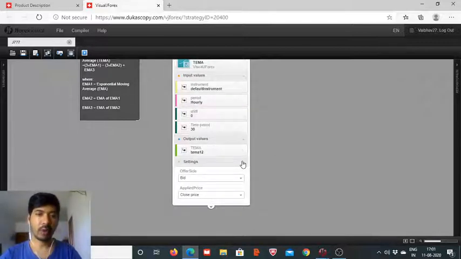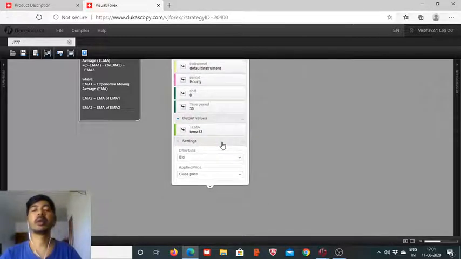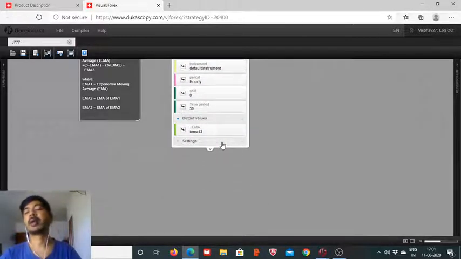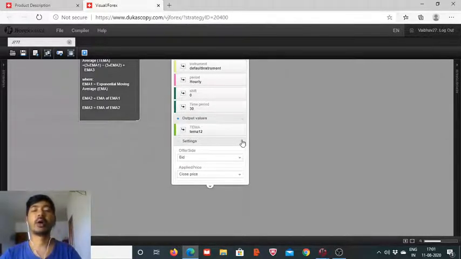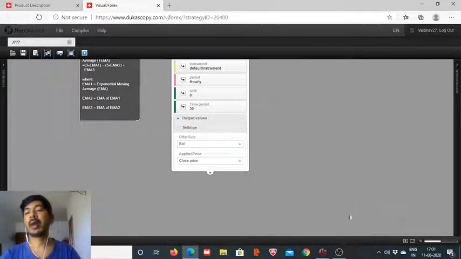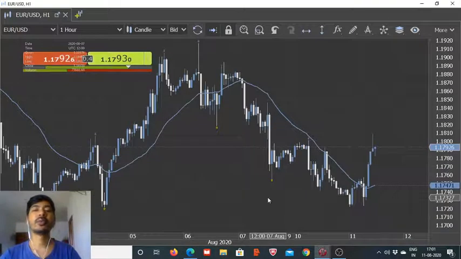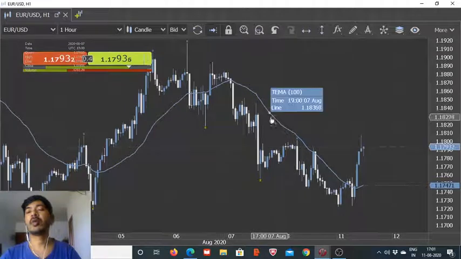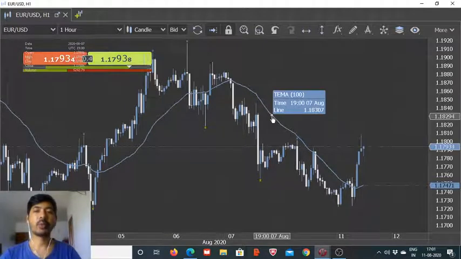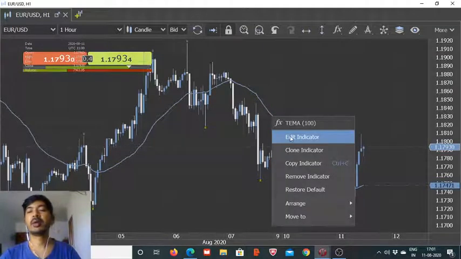Now coming to the offer side, the spread is there between the bid side and the ask side. Because of that, a minor difference is always there based on which offer side you are choosing for this calculation. And then comes the applied price, and this carries a significant impact on how the calculation is done for TEMA's output value.